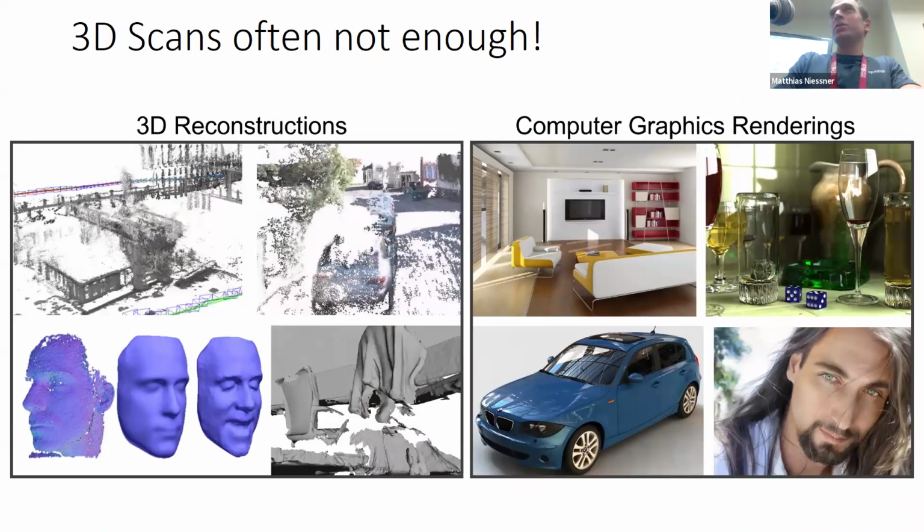And it turns out no matter what you do, these scans will probably never look like an artist-created CAD model, right? Or like computer graphics content. If you look on the left-hand side at 3D reconstructions, you see point clouds, you see reconstructed surfaces. And if you compare this to the right-hand side, where you see 3D content from video games, from artist-created 3D assets, there's just a fundamental difference in how these things are made.